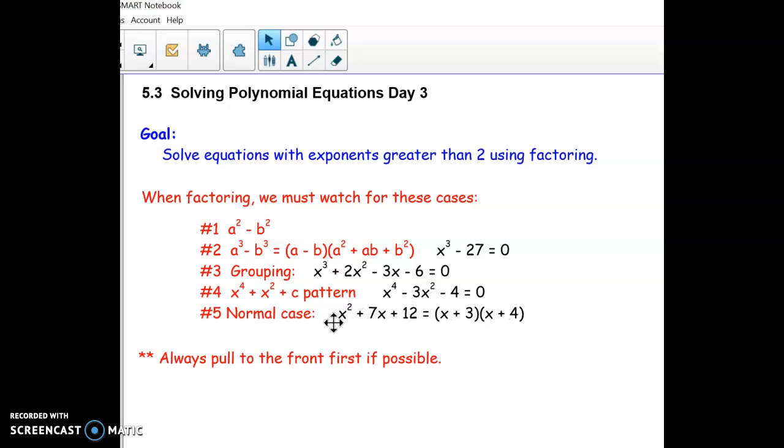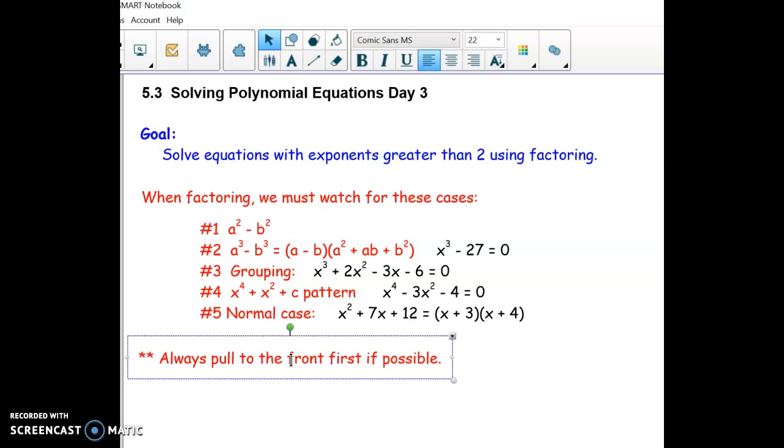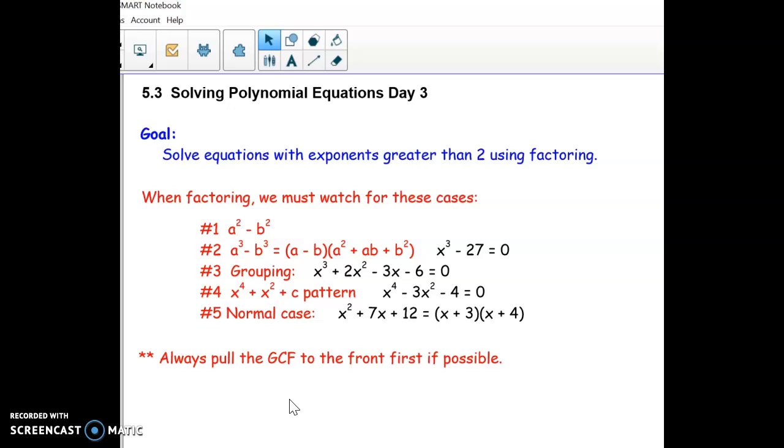And then just our regular old straight trinomial case where it starts with x squared. We just kind of factor it like normal. As always, look for a GCF. I should say, always pull the GCF to the front first if possible. So look for that first all the time on a factor question.